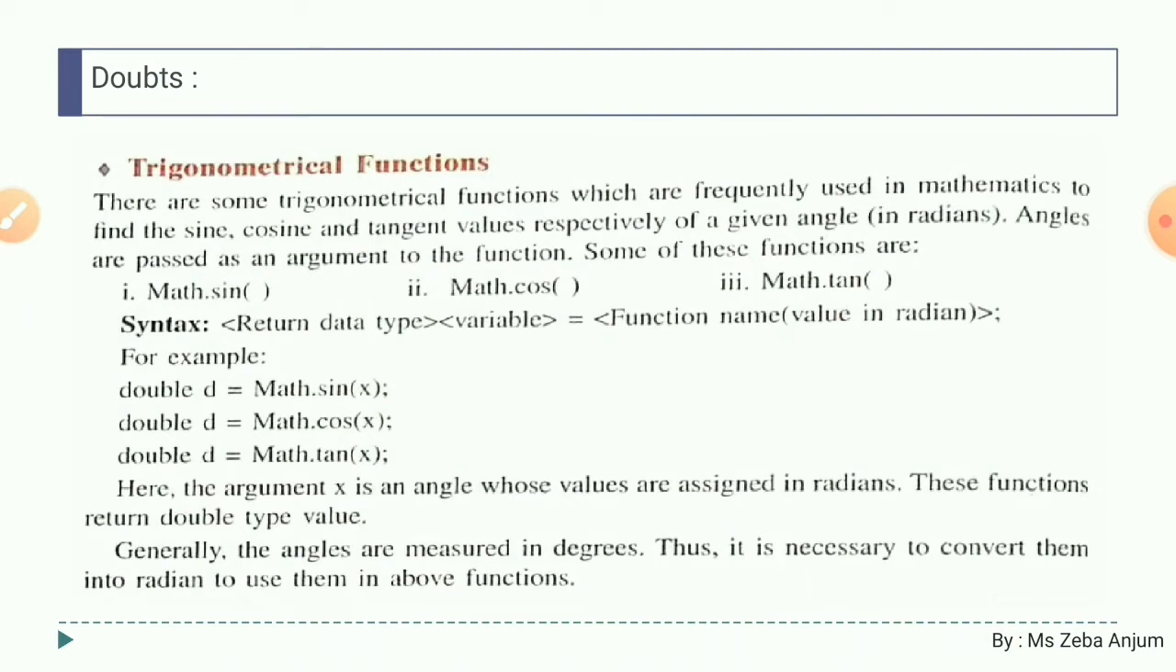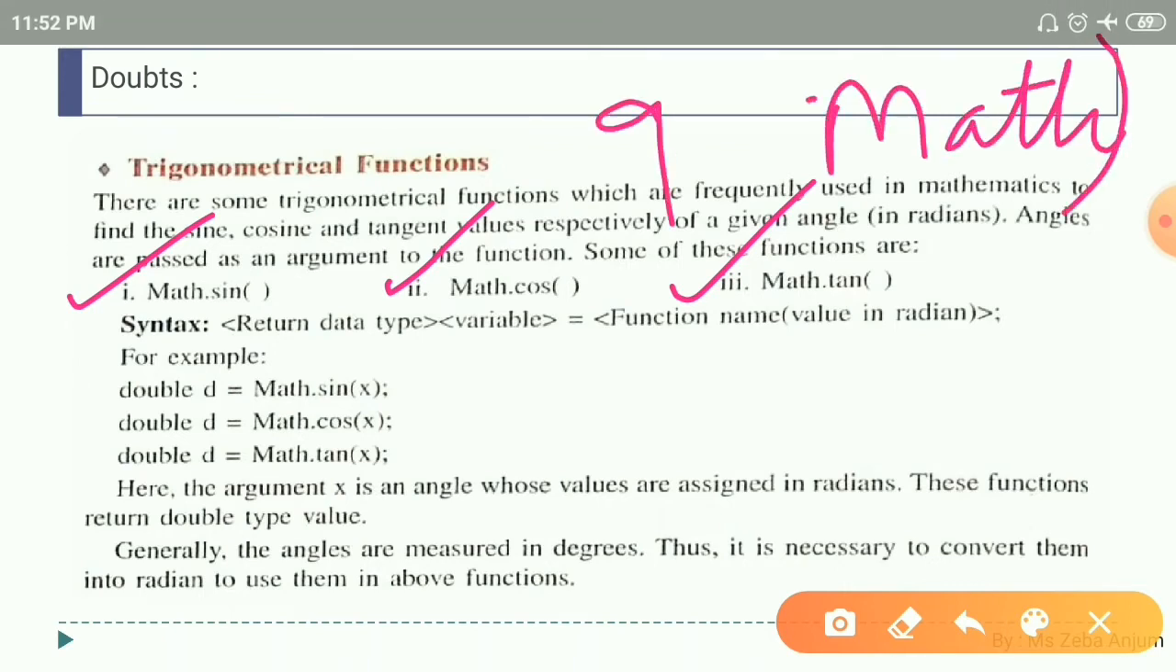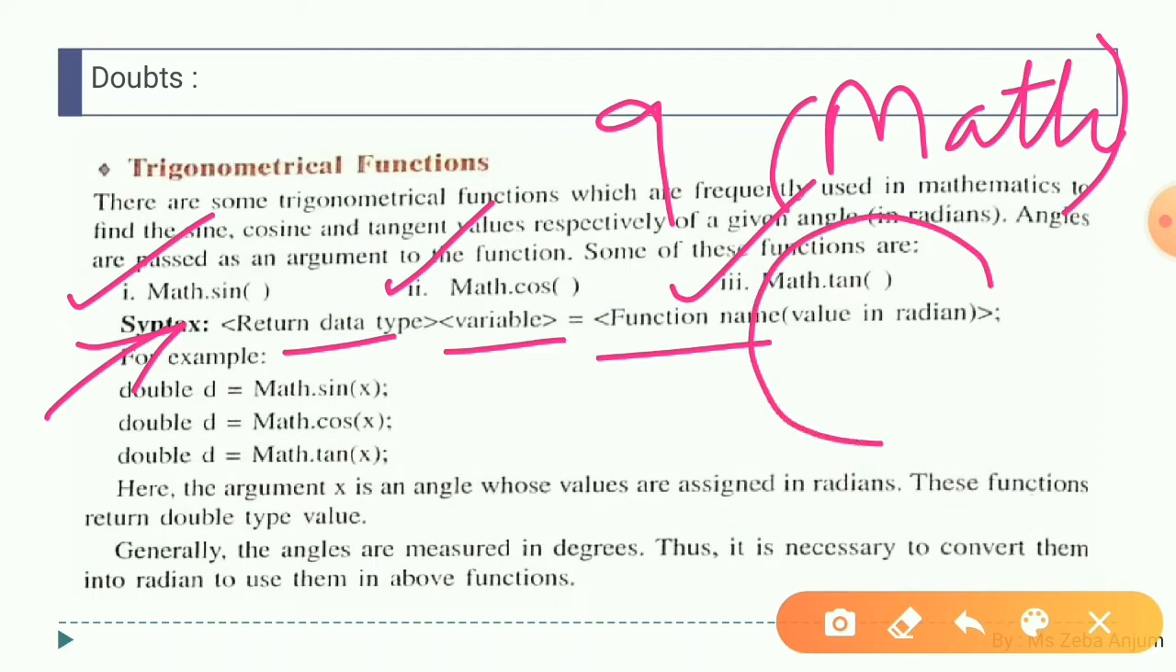See, basically in your unit number 6 where we were learning our trigonometric functions, we are having these three trigonometric functions: Math.sin, Math.cos, Math.tan. The functionality is really the same as you have studied in your ninth class maths. Over there you have studied trigonometry, na? The same thing is here also. Now please focus on the syntax firstly. Return data type, variable, similar to those previous ones. Yes. Now function name. Now over here the value is in radian.